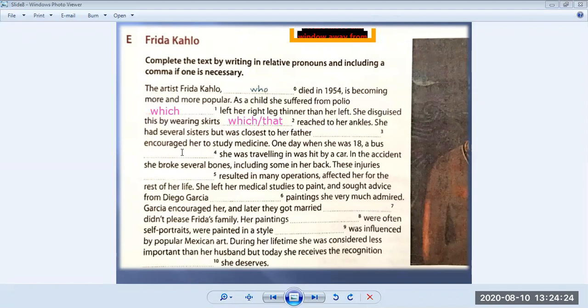She had several sisters, but was closest to her father, who encouraged her to study medicine. This is her father, the closest one, which refers to a person. That's why we're going to use who. Who encouraged her to study medicine. One day, when she was 18, a bus she was traveling in was hit by a car. So bus refers to a thing, that means which she was traveling in was hit by a car.